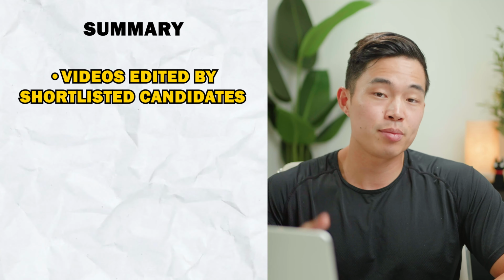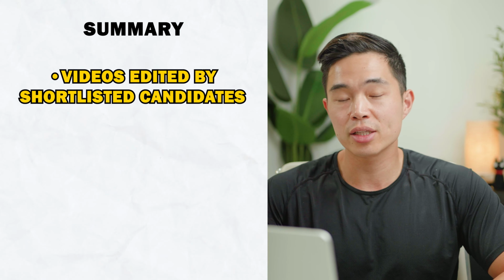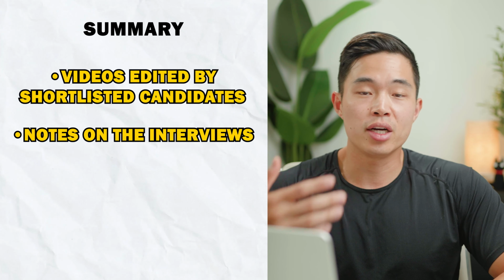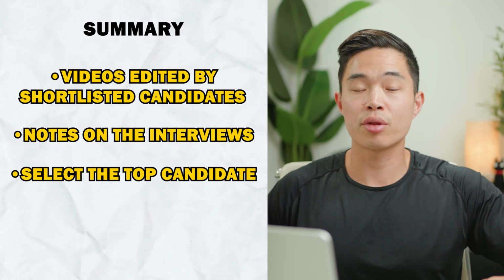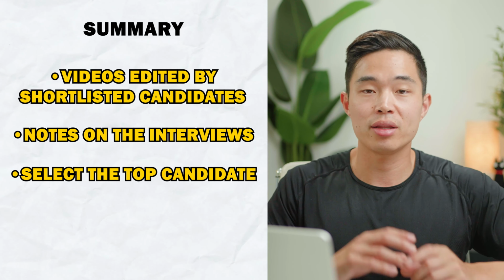That way you'll have maybe 50 different ones to assess, and that's not as bad as 300 to 500. You'll now have a lot of information about each candidate. You'll have the video assessments from the top shortlisted candidates. You'll have notes on interviews that you've done with all of the top talent that you have identified. And then it really comes down to you going through all this information and picking the top person.